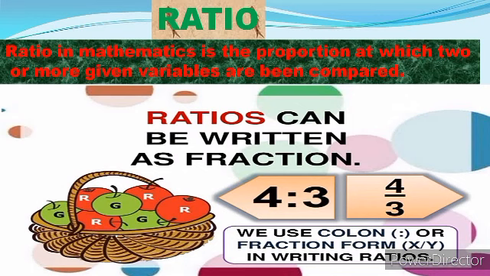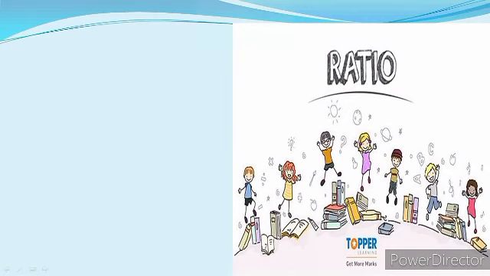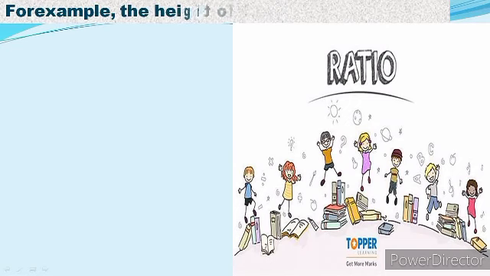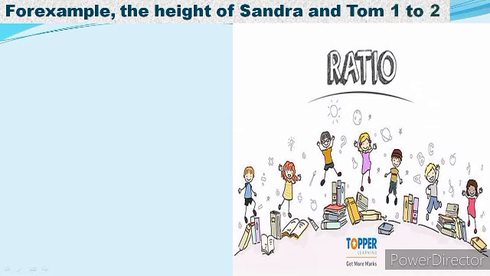Now, this is a definition, and you know in mathematics we always want to bring it to reality by using numbers. Now, let's say, for example, please, I want you to follow me carefully. For example, the height of Sandra and Tom is 1 to 2.